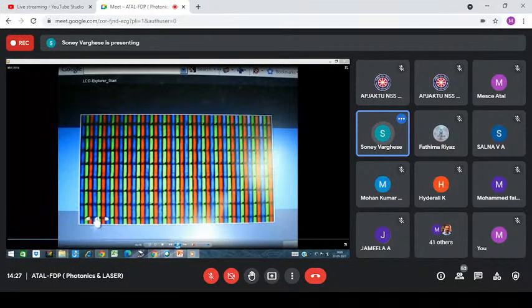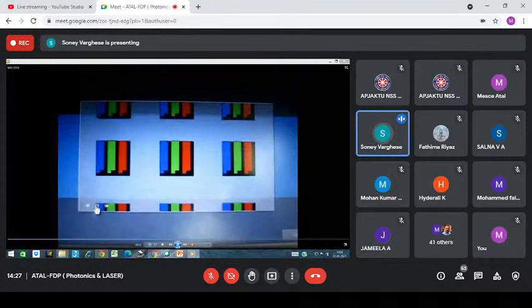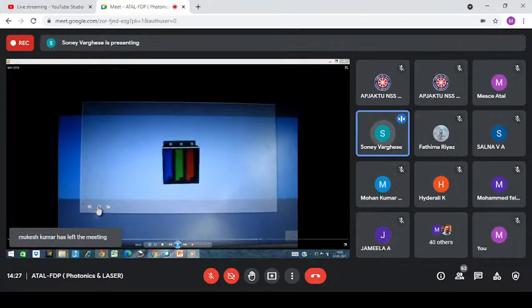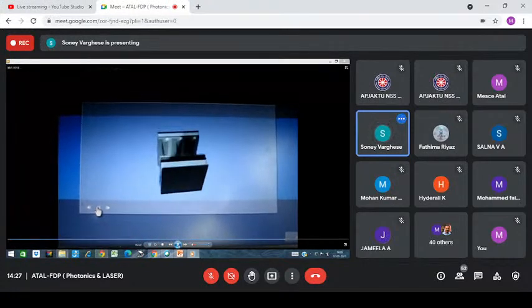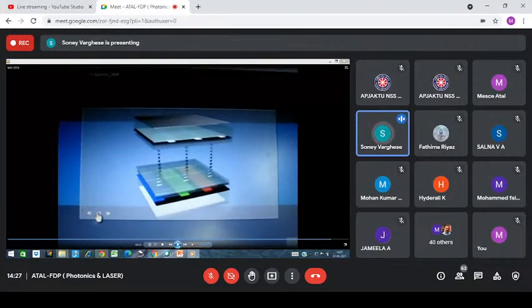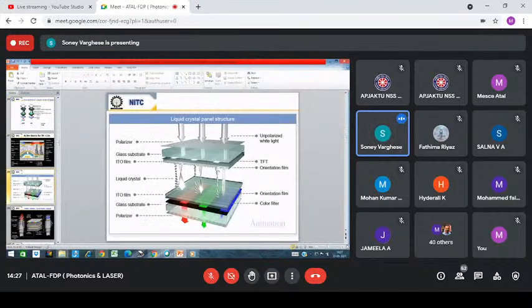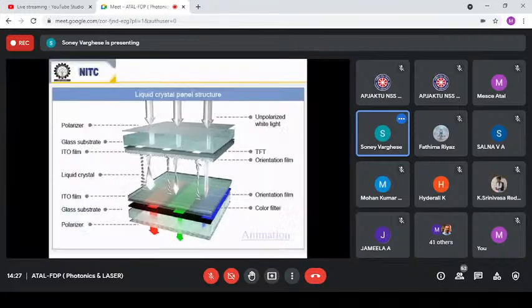Okay, so you can just watch this video. I'm just focusing on a single pixel, right? So this is a single pixel. And if you look at the cross section of this pixel, it will be like this. You can see these three colors, red, green, and blue. And in each pixel, you can see some sort of twisted structure. That is nothing but the liquid crystal molecules, right? So if you look at the structure, it will look like this.